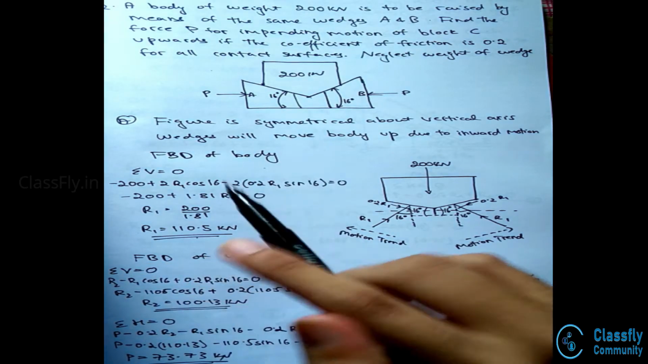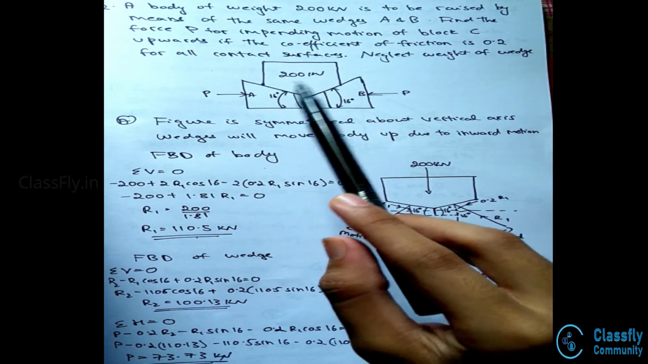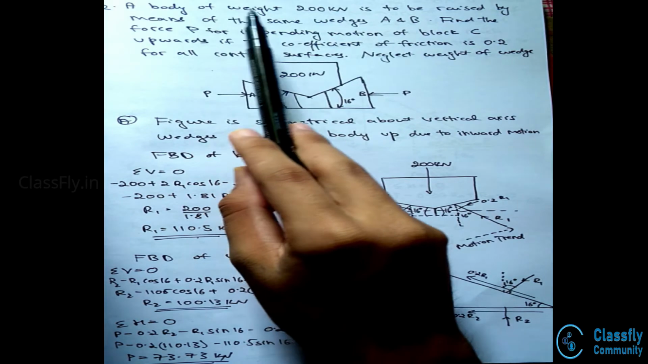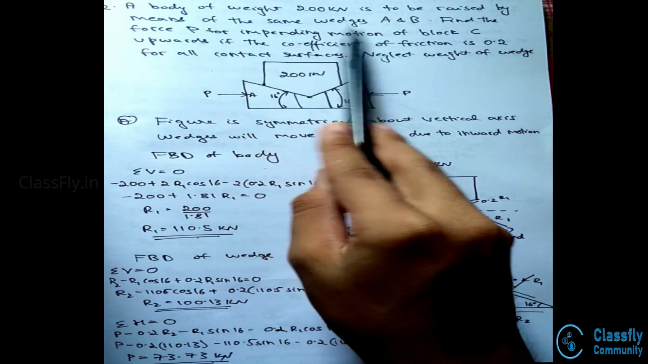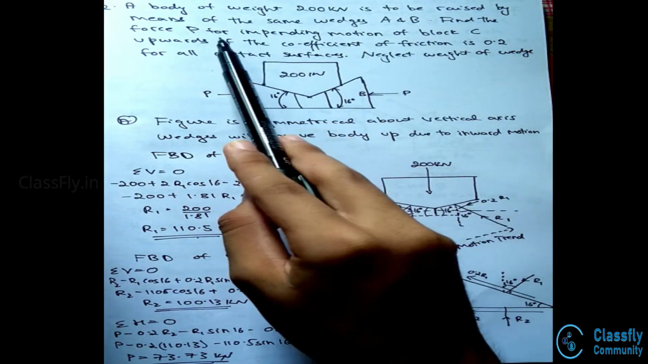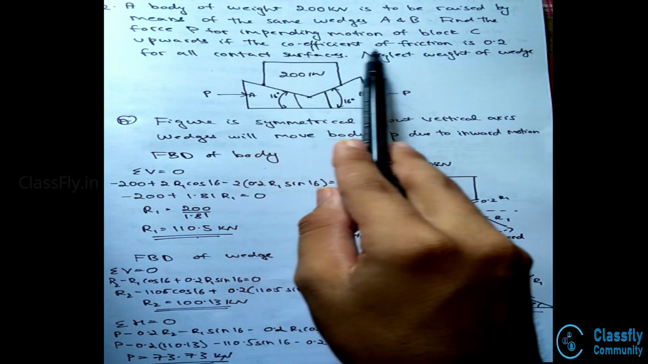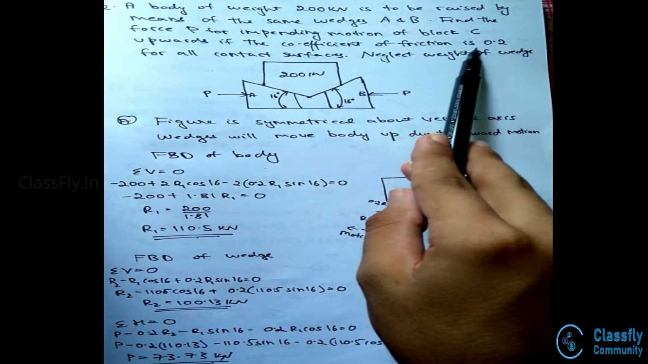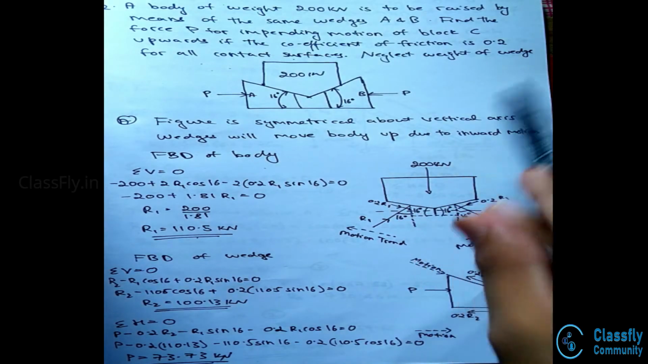Hi guys, today let us study another numerical based on the concept of wedge friction. A body of weight 200 kN is to be raised by means of the same wedges A and B. Find the force P for impending motion of block C upwards if the coefficient of friction is 0.2 for all the contact surfaces. Neglect the weight of the wedge.